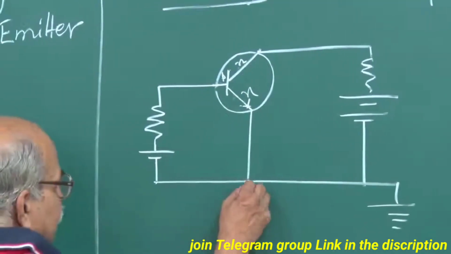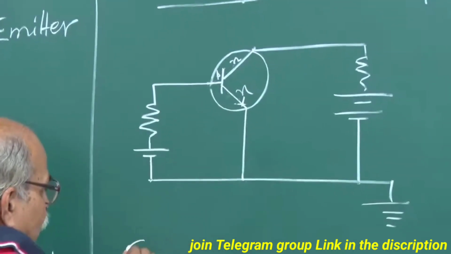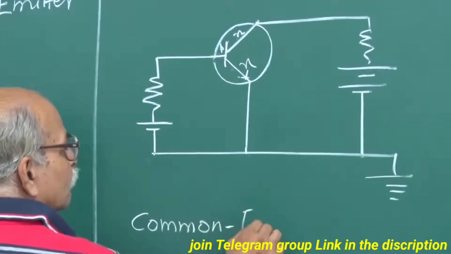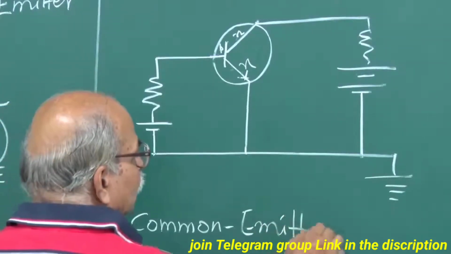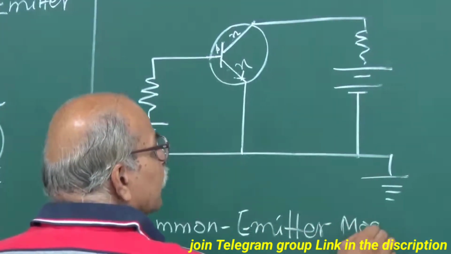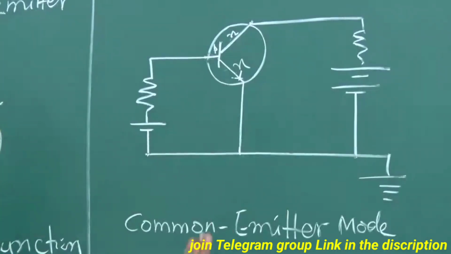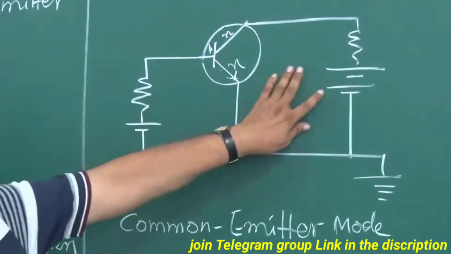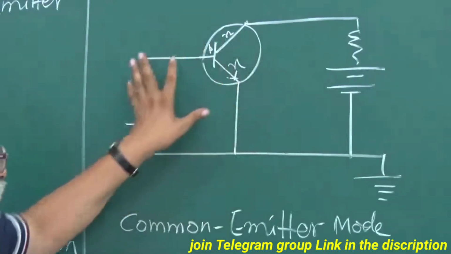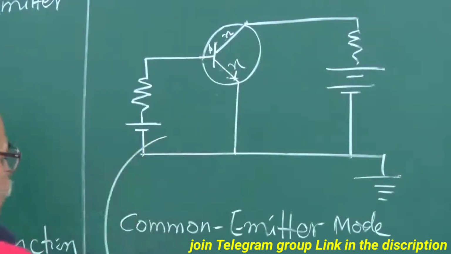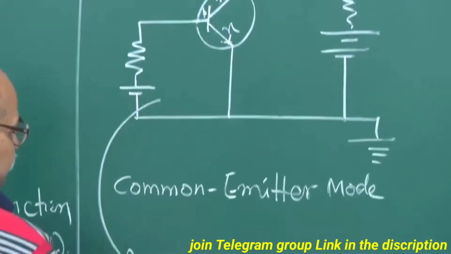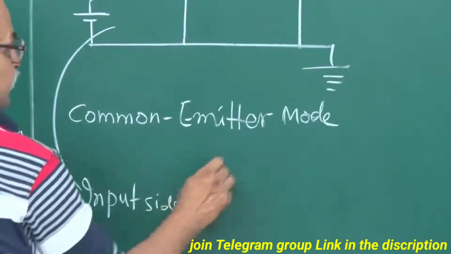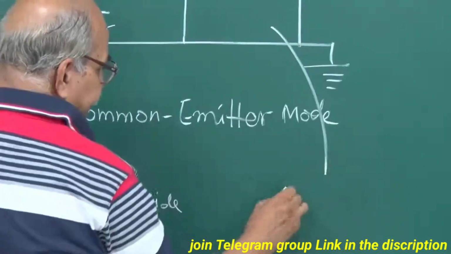So this configuration is known as common emitter or common emitter mode. Why? Because there are two parts of the circuit, clearly you can see from this diagram. This is one part, this is another part. And this part of the circuit, you can call it input side, and this part is output side.